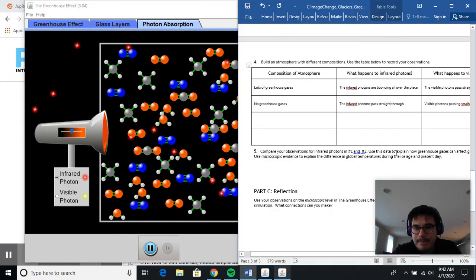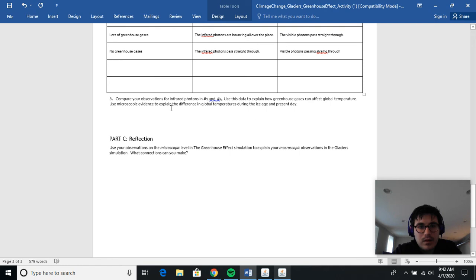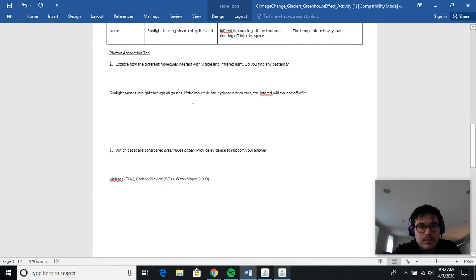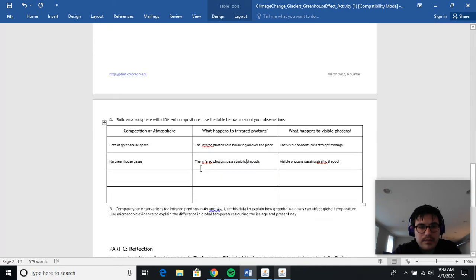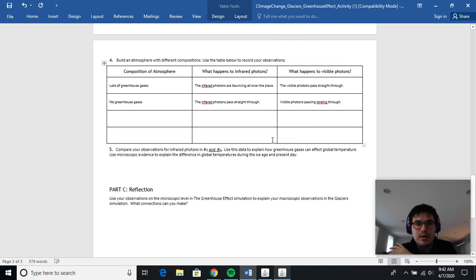Okay, so let's talk about this. Number 1 and number 4. Use this data to explain how greenhouse gases can affect global temperature. Use microscopic evidence to explain the difference between the global temperature during the Ice Age and present day.